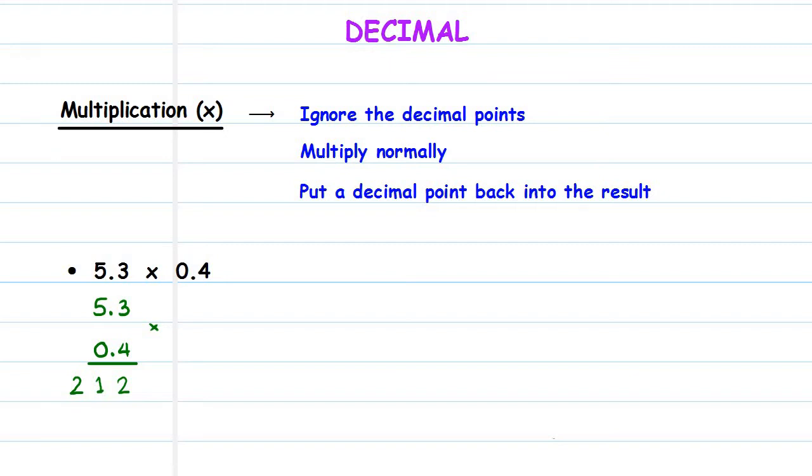Now let's try to put a decimal point back into the result. We see that in 5.3, we have one digit in the decimal part. And in 0.4, we also have one digit in the decimal part. Therefore, in the result, we must have two digits in the decimal part. So the answer is gonna be 2.12.